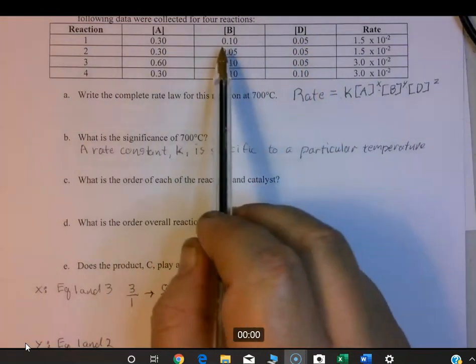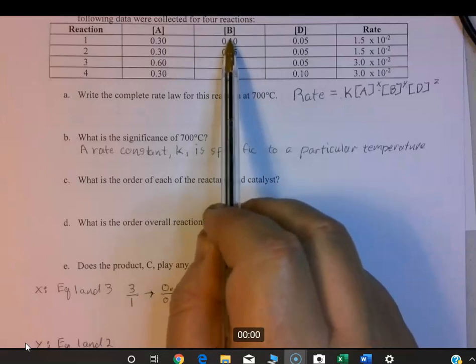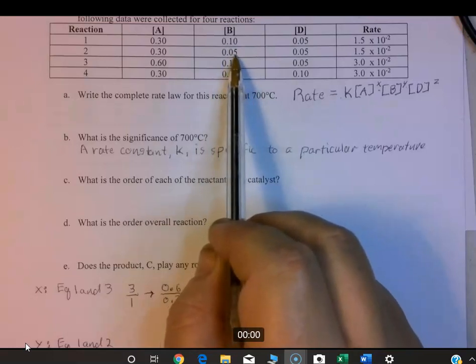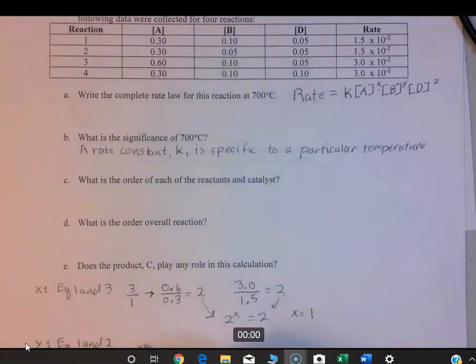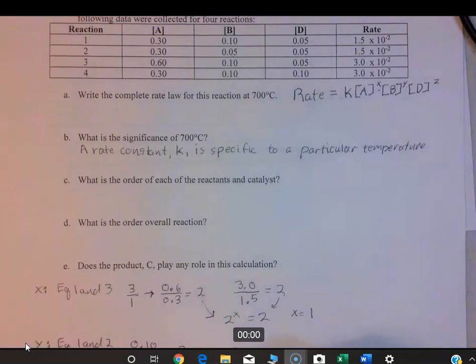So now we're going to go ahead right here. We're going to use 1 and 2 right here, and we're going to set up a ratio. And this time, I'm going to put 1 on top of 2 because 1 is a bigger number. 0.1 is bigger than 0.05, and I like to deal with numbers that are not decimals if possible. So for the reactants, I have 0.10 over 0.05, and that equals 2. Now for the rates, I have 1.5 over 1.5, and that equals 1.